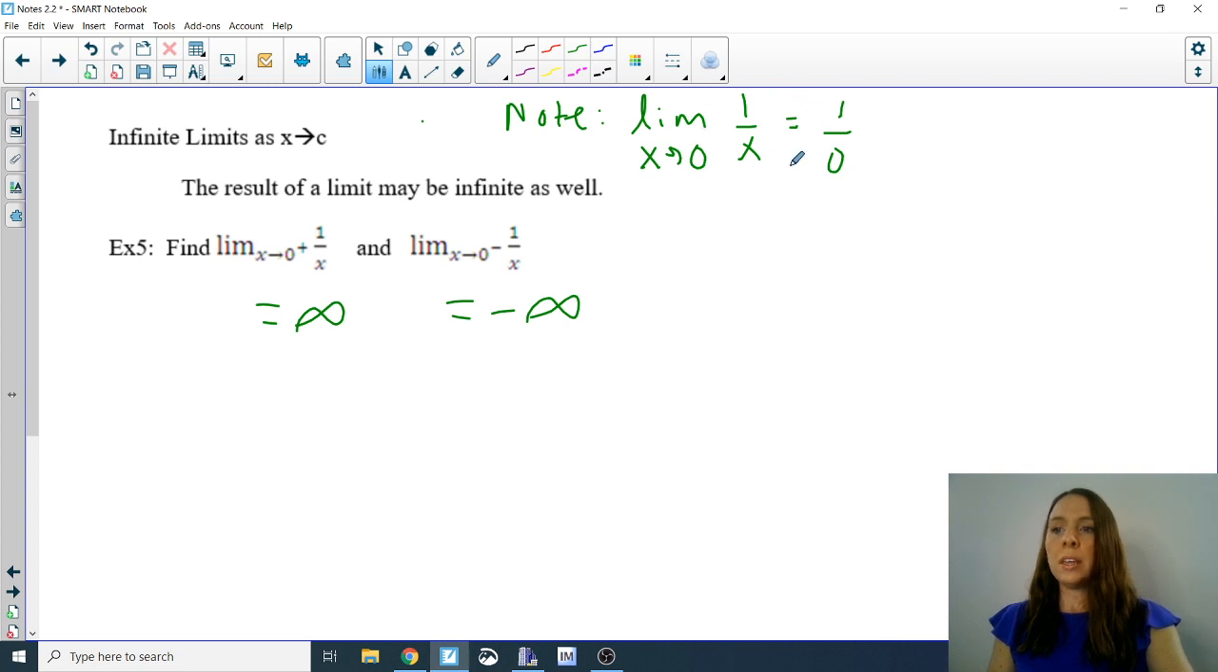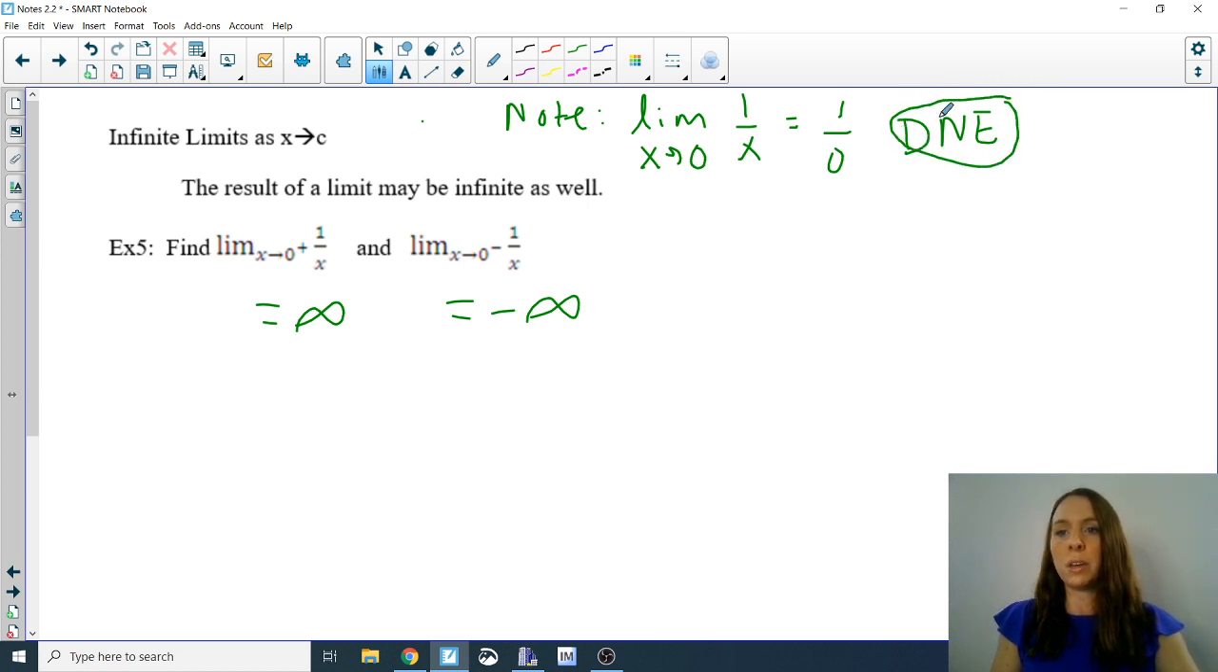And so saying that this limit does not exist is not wrong for two reasons. First of all, the left-hand limit and the right-hand limit are not the same. So the limit as x approaches 0 definitely doesn't exist. But also, you could claim that it doesn't exist because infinity is not a real number. So again, I didn't say anything wrong back in the first section when we talked about it like that, but now we're just giving a little bit more information with it.